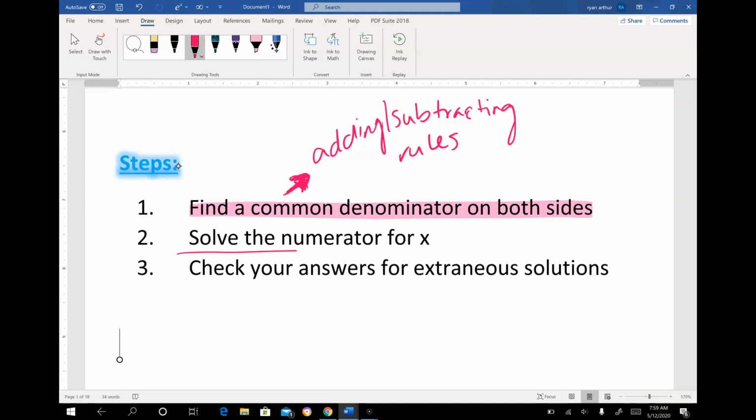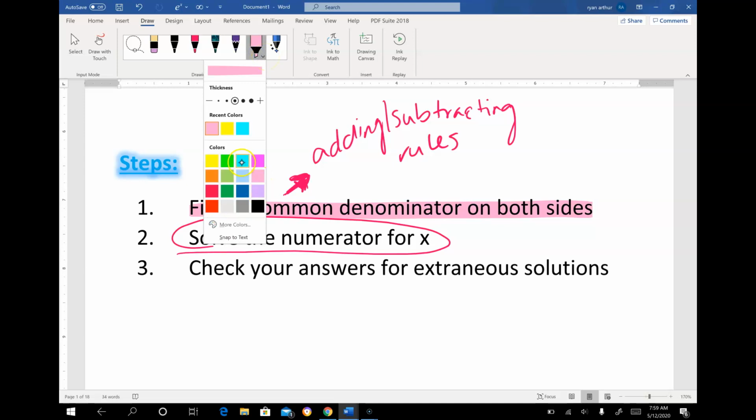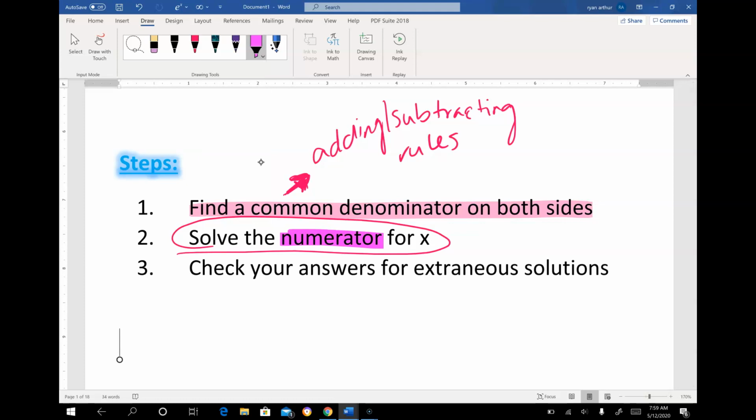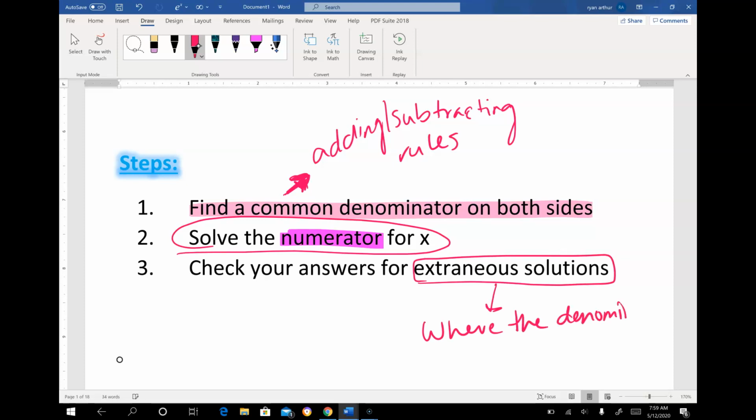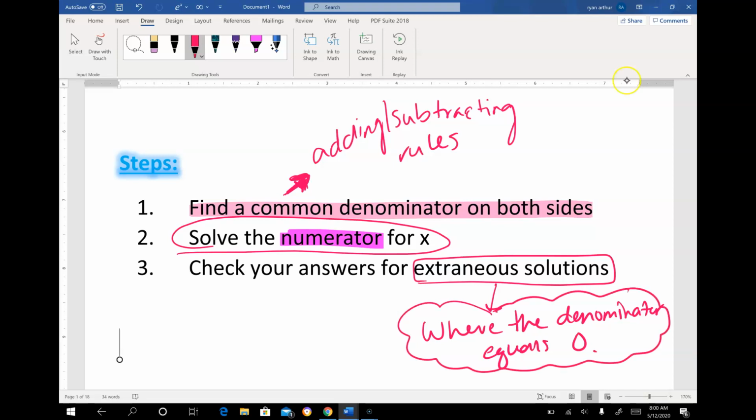After that, you're going to solve the numerator. Okay, you read that? Not the denominator. You are going to solve the numerator for x. And remember how in the beginning of this unit we talked about extraneous solutions? That is where the denominator equals 0. Remember that the denominator can't equal 0? So you find out where the denominator equals 0, and if that is one of your x's, we're going to label that an extraneous solution.